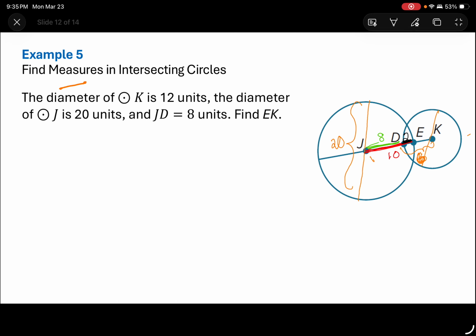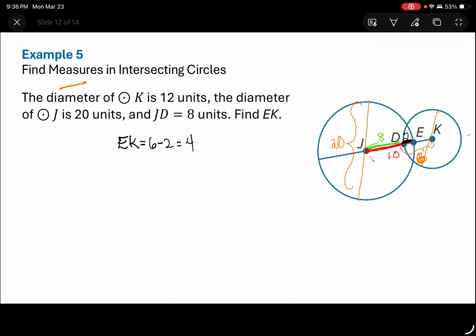And if D to K is 6 and D to E is 2, then the distance between E and K has to be 6 minus 2, which is equal to 4.